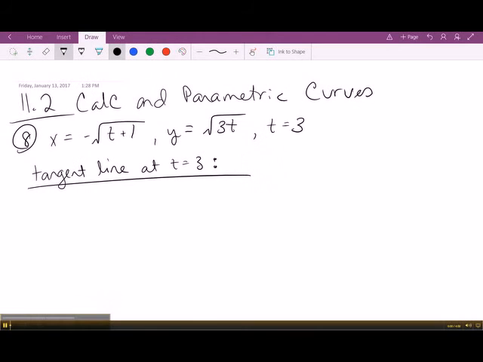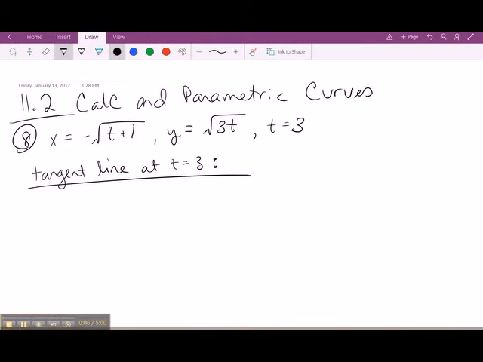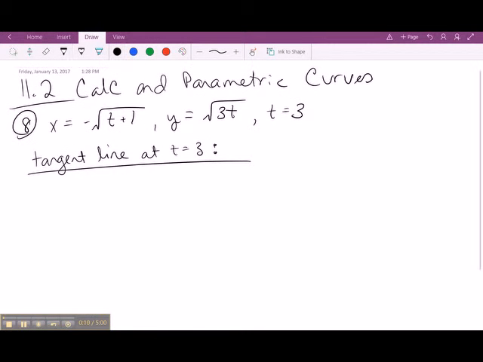Okay, so in 11.2 we're going to be looking at some of the calculus with parametrically defined curves. So on number 8 we have a parametrically defined curve here, and the question is to find the tangent line at t equals 3.